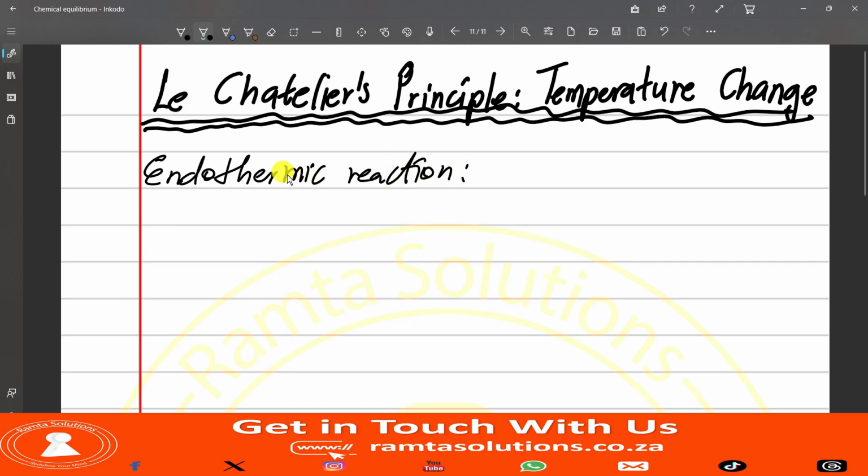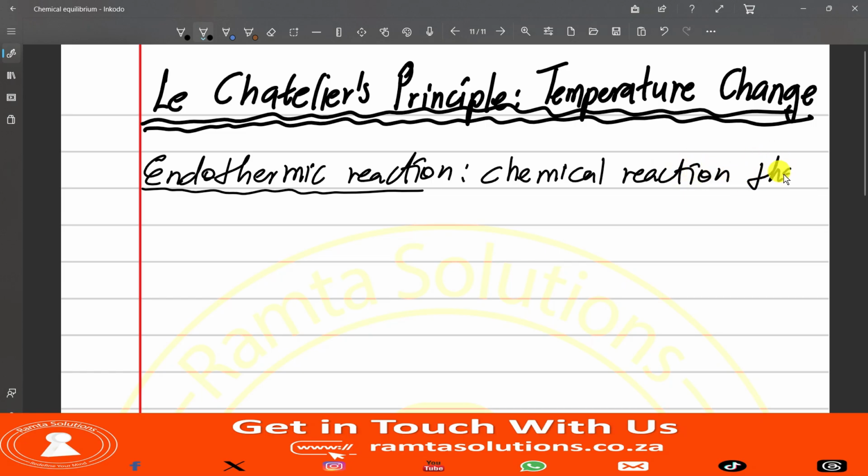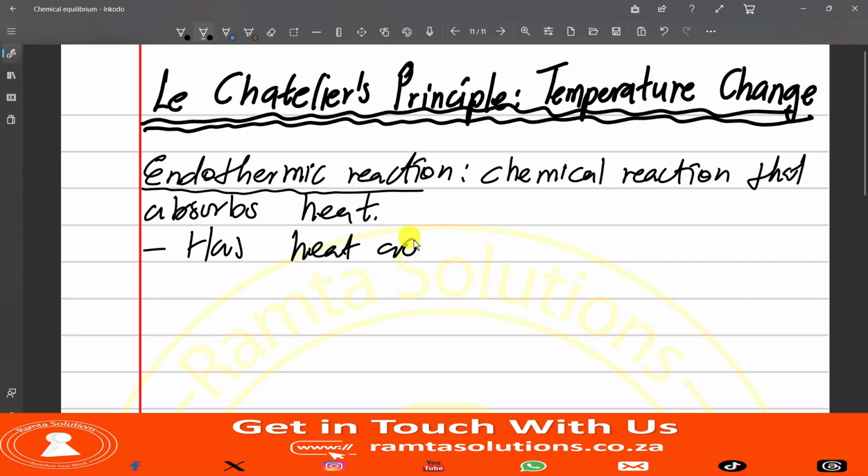Is it a reaction that releases heat? No, an endothermic reaction doesn't release heat, rather it absorbs heat. It is a chemical reaction that absorbs heat. In other words, it has heat as a reactant.